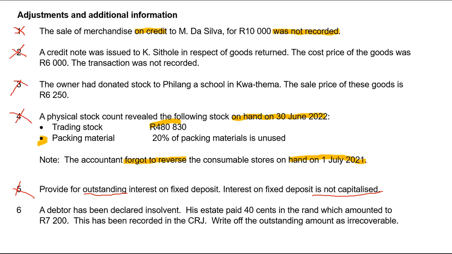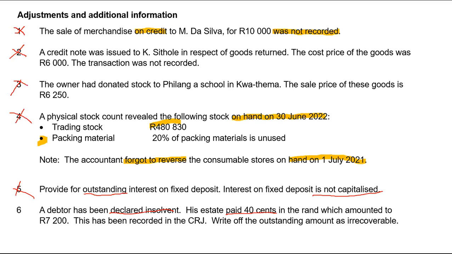It says that a debtor has been declared insolvent. Immediately when I read that, I celebrate, because that means that there's someone that won't pay us. So his estate paid 40 cents. So 40 cents is what is paid, meaning that the 60 cents is what was not paid.